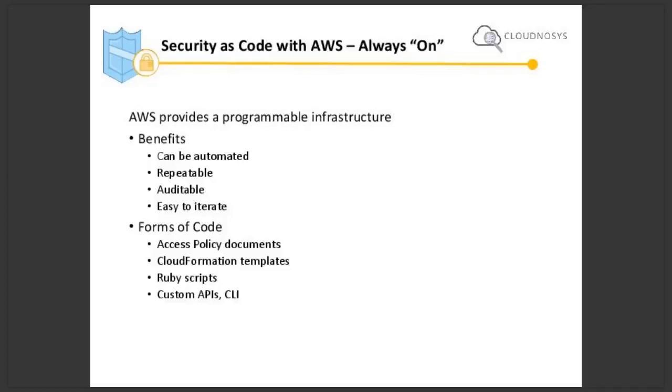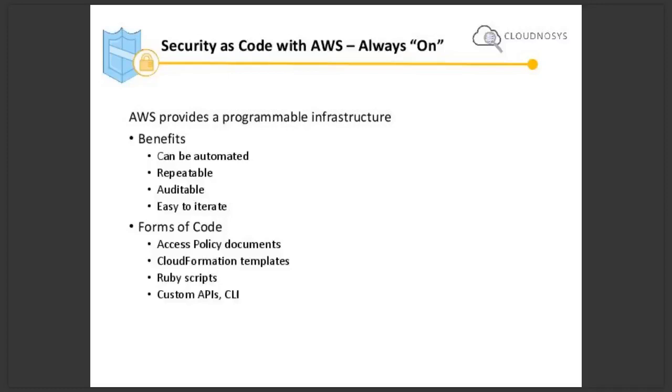So benefits are, of course, it's automated, repeatable. You can audit, and it's easy to iterate as well. Sample forms of code are access policy documents from AWS. You can look at their attestations to CloudFormation templates. That's a really big one, because that defines your infrastructure pieces in detail. And of course, they also provide the CLI, custom APIs, and Ruby scripts. All of those are used to create security as code testing procedures.